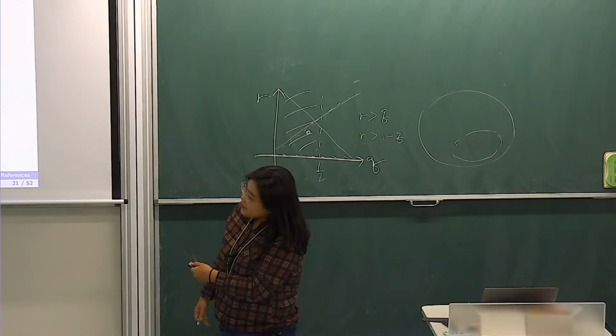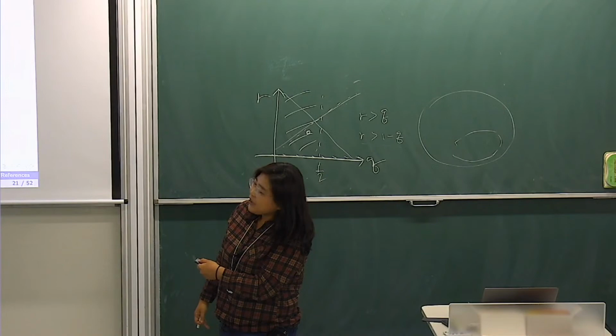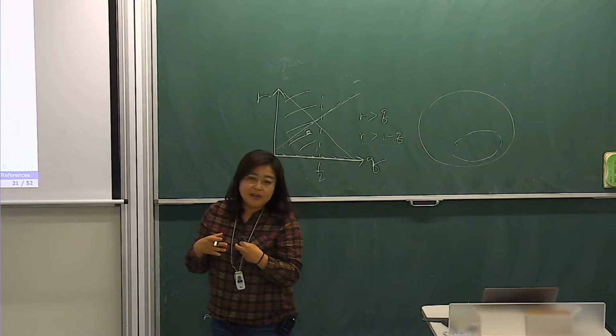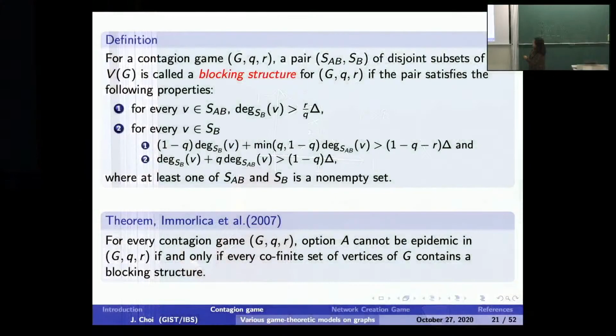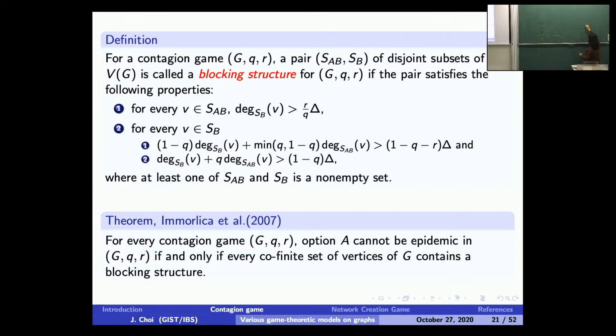For every contagion game, option A cannot be epidemic at this Q and R if and only if every cofinite set, where cofinite means the complement of a finite set, of vertices contains a blocking structure. So whenever you get rid of some finite part, you always obtain some fixed shape of this pair of vertex subsets S_AB and S_B satisfying this condition with fixed R and Q. That means this QR is not included in the epidemic region.